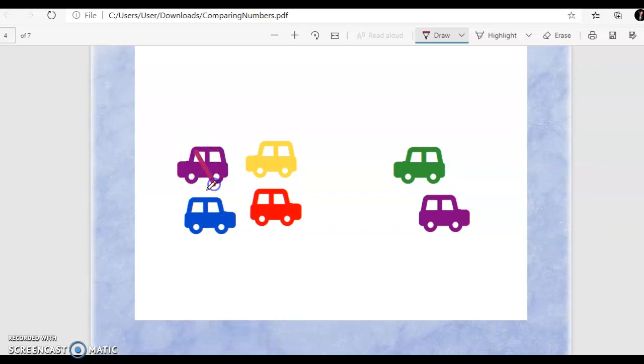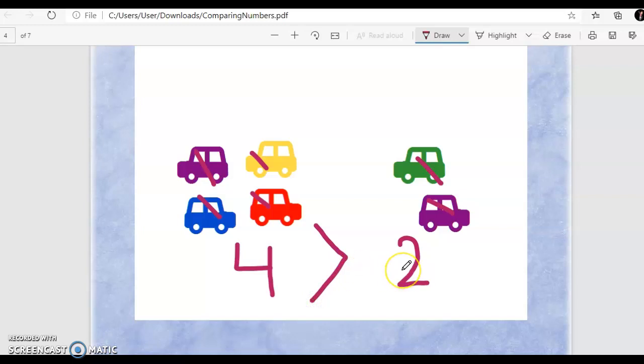Here I have 4 cars. In the second group, I have 2 cars only. Which number is greater? Number 4 or number 2? Excellent! Number 4 is greater than number 2. So Ali Alligator will open his mouth towards number 4 and turns his back to number 2.